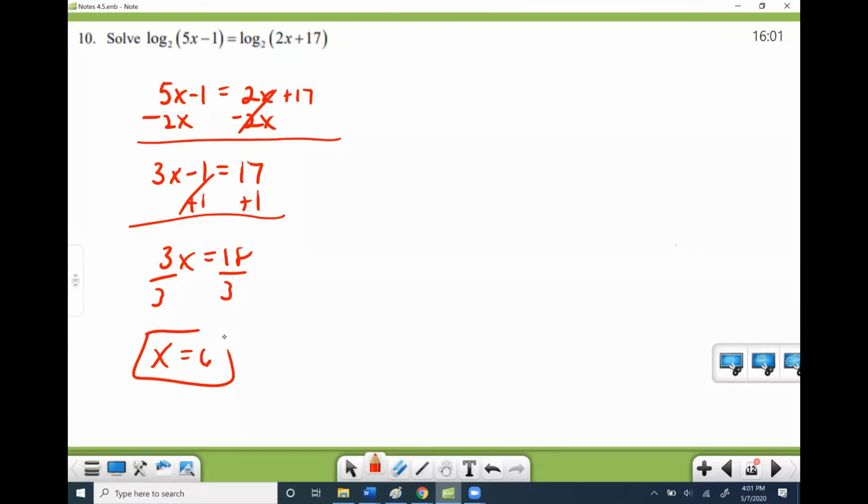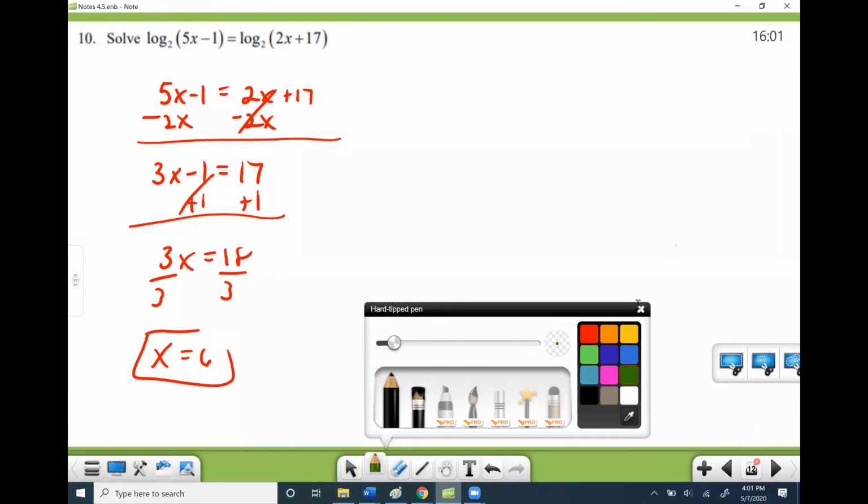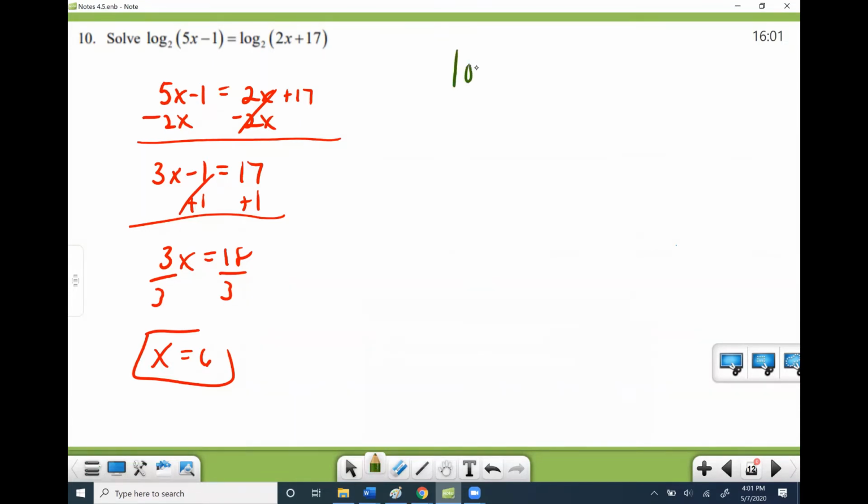Okay, so let me write that out. Logarithmic equations require checking the solutions.